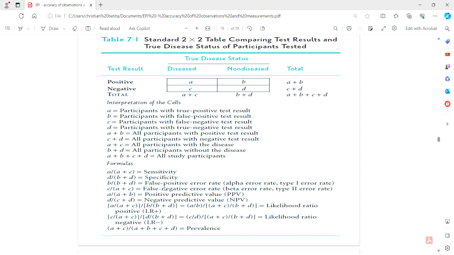Your false positive error rate is B over B plus D. False negative error rate is C over A plus C. Your likelihood ratio is given by this formula, likelihood ratio positive and likelihood ratio negative. And prevalence is your disease positive, the sum of your disease positive, all over the total number of subjects. So A plus B plus C plus D.